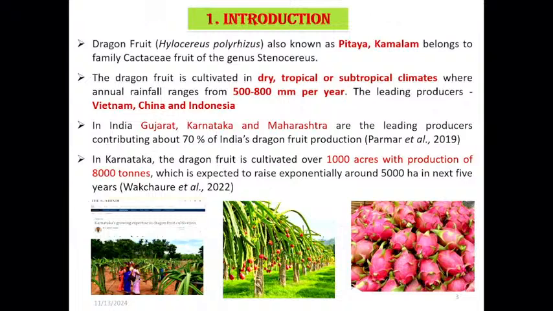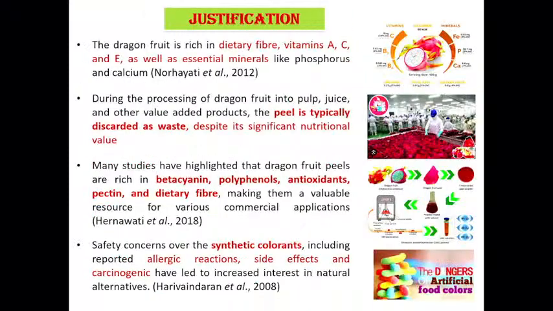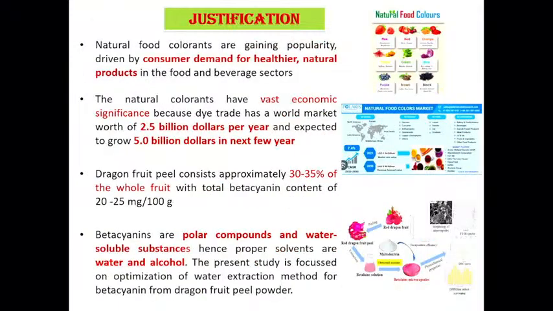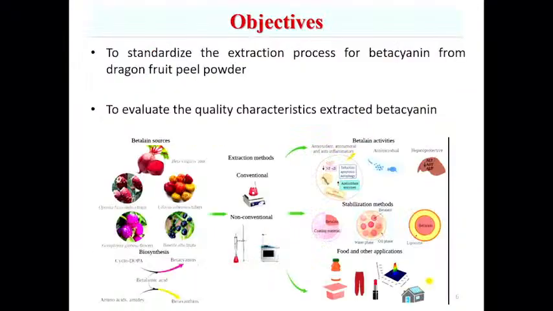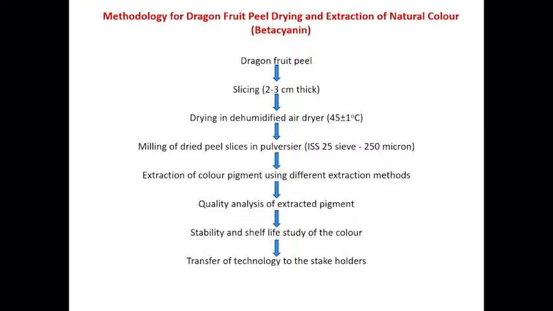As we all know, dragon fruit is gaining importance in India as well as in states like Karnataka, Gujarat, and Maharashtra. Almost 1,000 acres and production of 8,000 tons has been reached, which is expected to grow. So the objective is to standardize the extraction process for betacyanin from dragon fruit powder and to evaluate the characteristics of the extracted betacyanin.